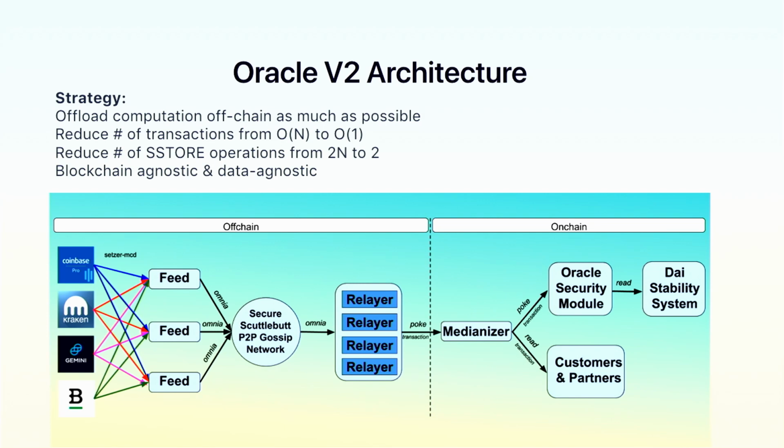Another unique thing about this architecture is that it's blockchain agnostic. Notice that none of this really touches Ethereum until the relayer does that one transaction to the medianizer. So if you have sidechains, say you're working on a Skale sidechain or something like that, you can just deploy a medianizer on there, and for the relayers, instead of pointing them to the Ethereum mainnet, you just point them to the sidechain.